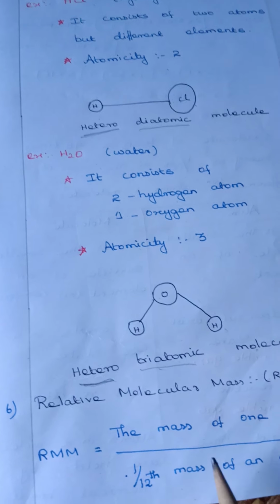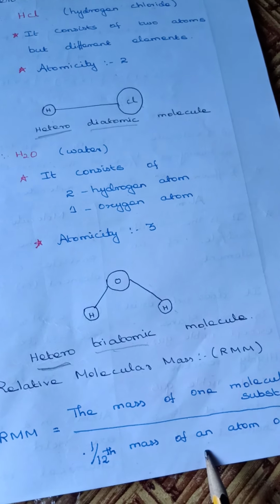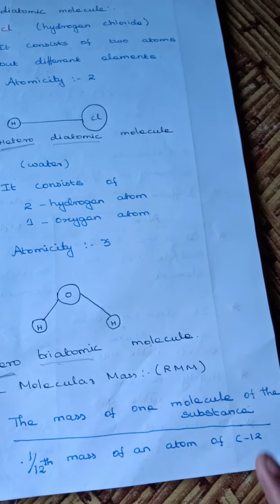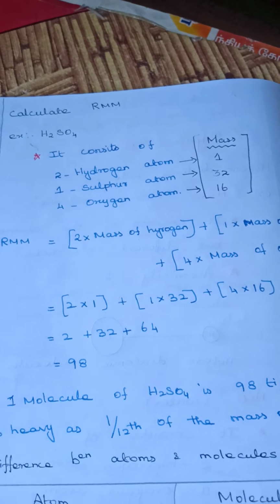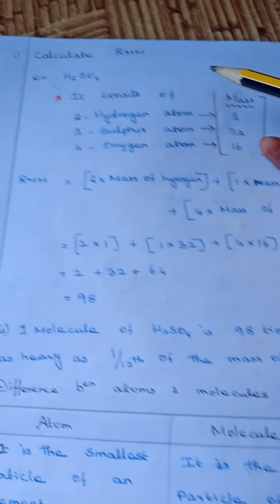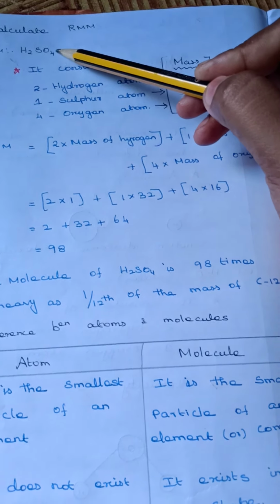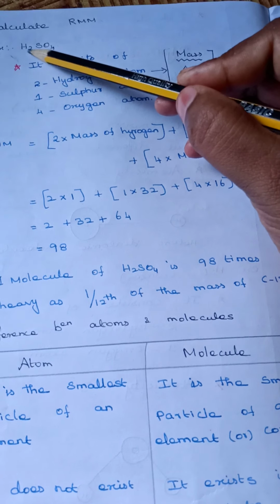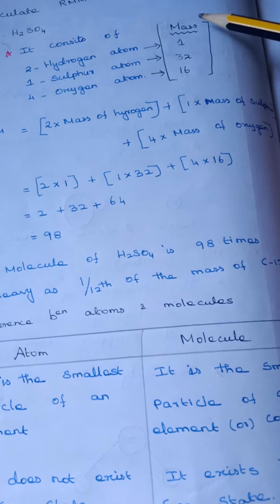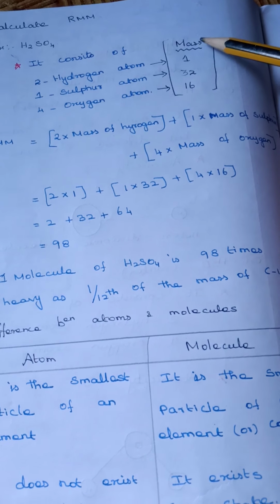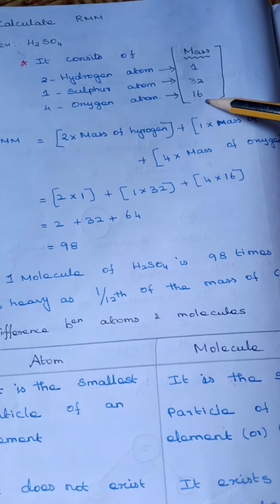The ratio between the mass of one molecule of the substance to 1/12th of the mass of a C12 atom. Then the calculation of RMM, that means relative molecular mass. Example, sulfuric acid. The formula is H2SO4. It consists of 2 hydrogen atoms, 1 sulfur atom, then 4 oxygen atoms. First you should know the masses. The mass of hydrogen is equal to 1. Then the mass of sulfur is 32. Then the mass of oxygen is 16.